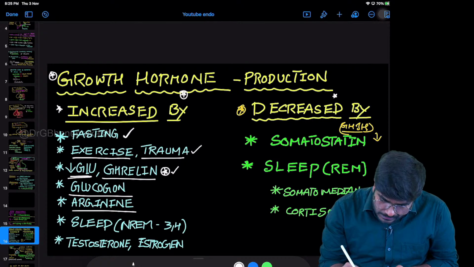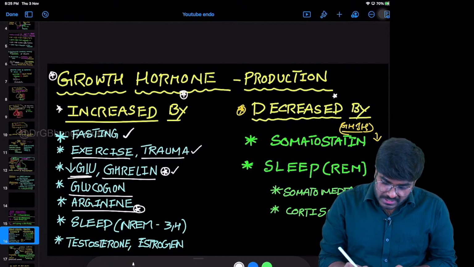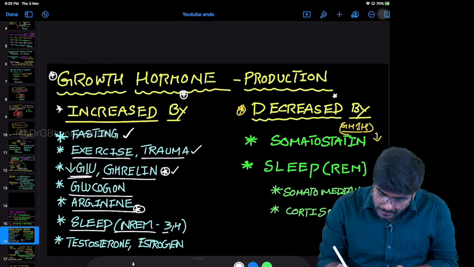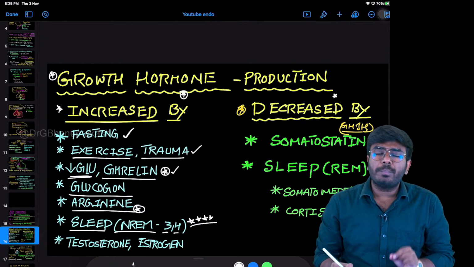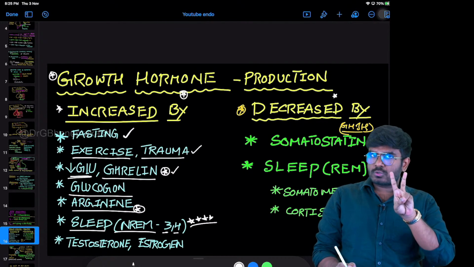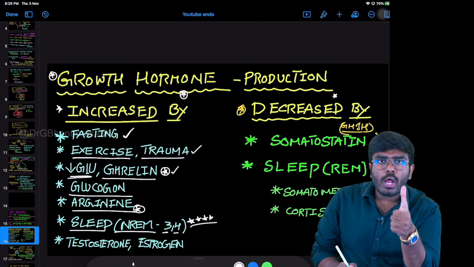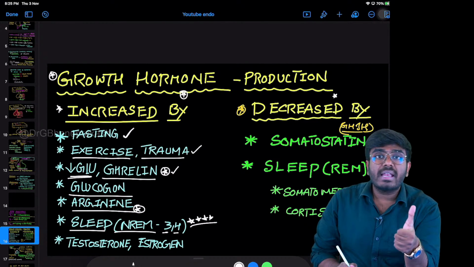Now arginine, the amino acids like arginine, and especially sleep, sir. Sleep, which sleep? NREM 3 and 4. Put 5-star marks here. This is a repeatedly asked MCQ. Sir, there are actually two sleeps: NREM sleep, non-rapid eye movement sleep, as well as REM sleep.